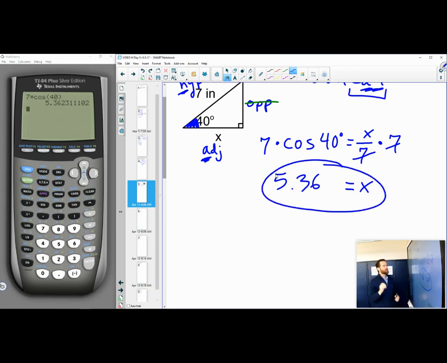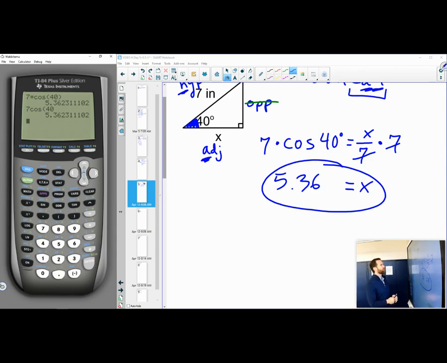Now, if you're ever kind of lazy with your calculator, you actually don't need to hit all those buttons. You can just hit 7 cosine 40 and not even close the parentheses, and it'll know that you mean 7 times. Whenever a number is right in front of sine, cosine, or tangent, it means multiplication.